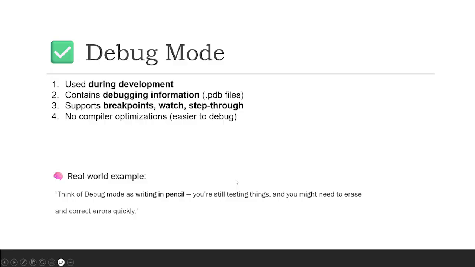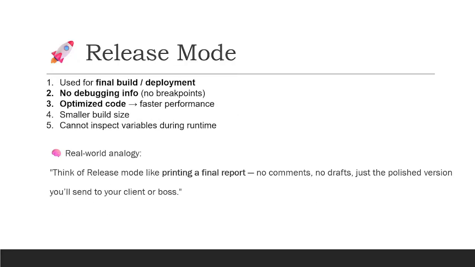So let's move to the next mode, which is release mode. So what is release mode? This is basically used for the final build and deployment. There is no debugging, no breakpoints, and it is used to optimize the code. It will provide fast performance because we are not debugging our application code by code, and there is no additional code written for debug.